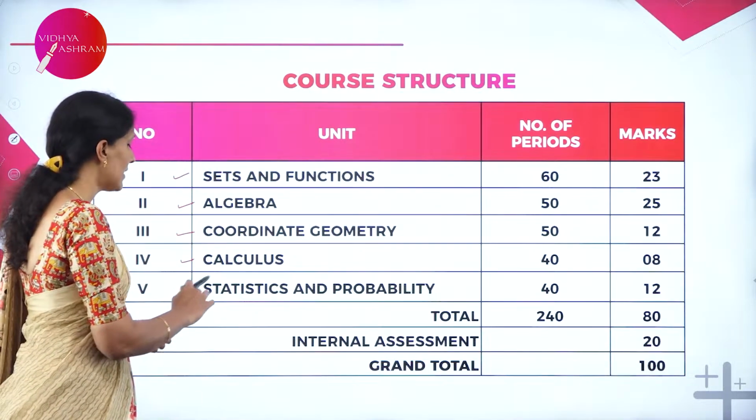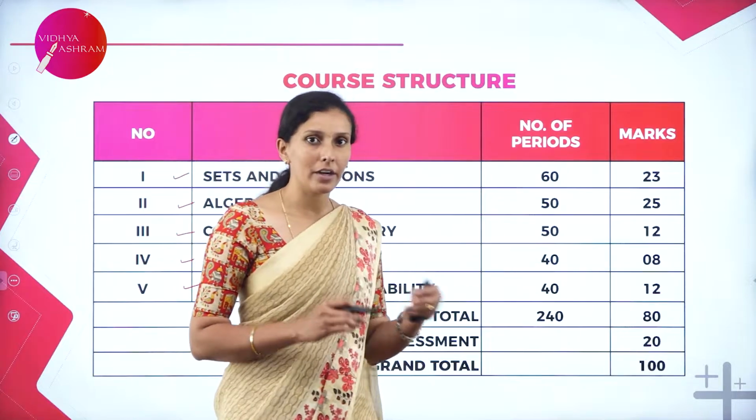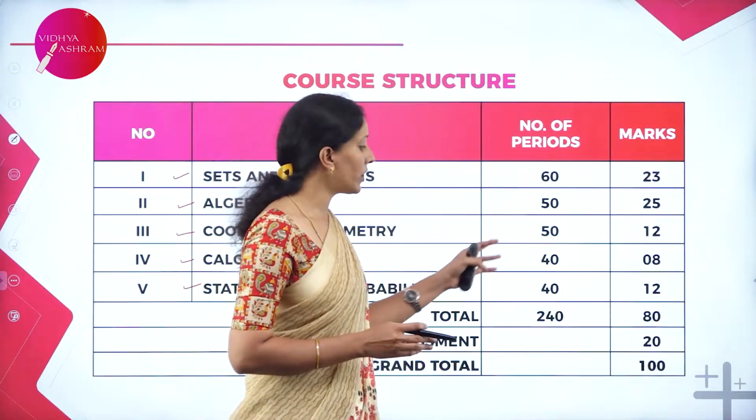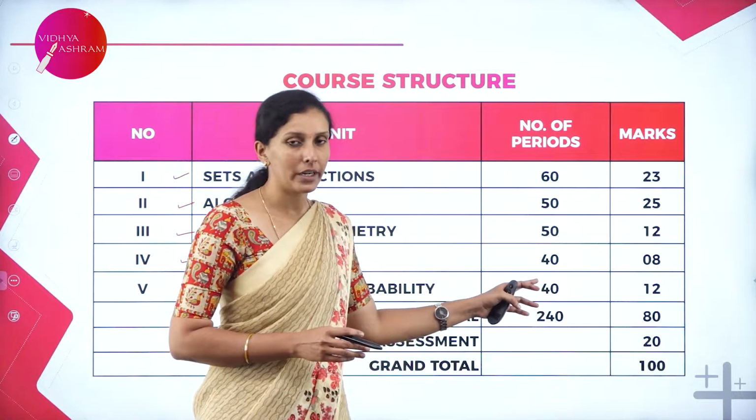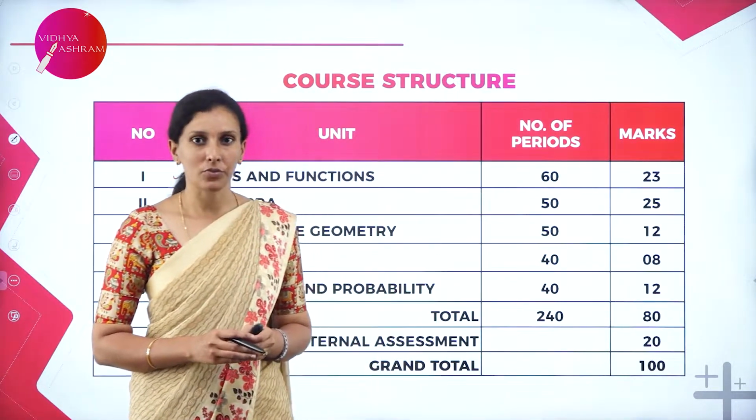The next is statistics and probability. Statistics and probability is divided into chapters again, but to teach all the chapters under this unit, you need 40 periods, where you can expect 12 marks from this unit.